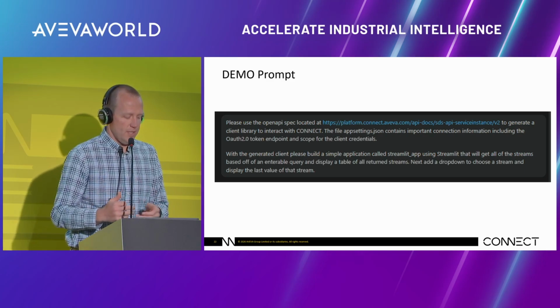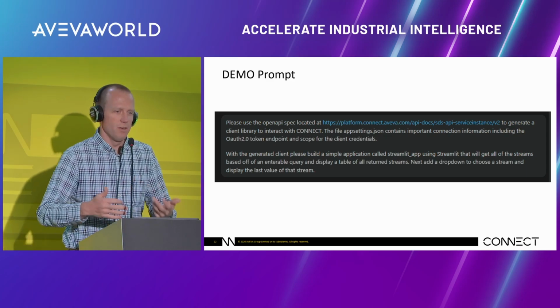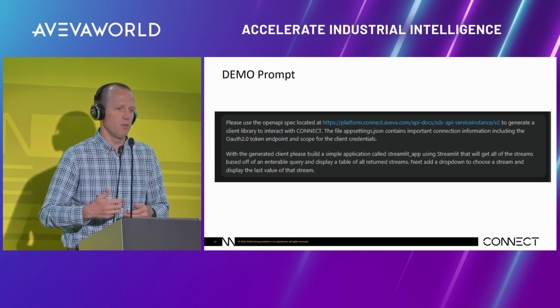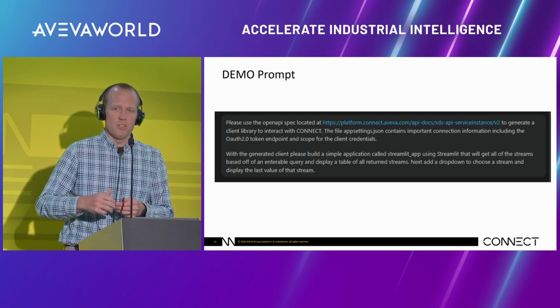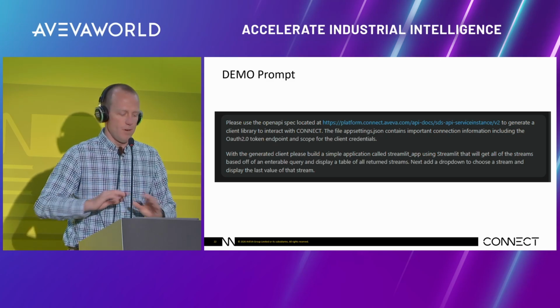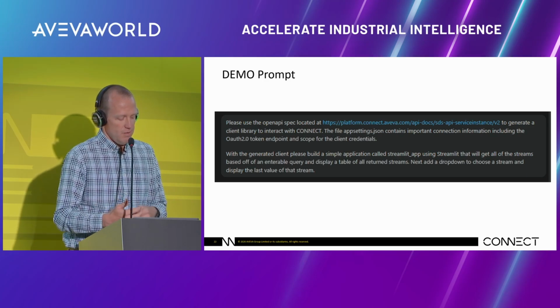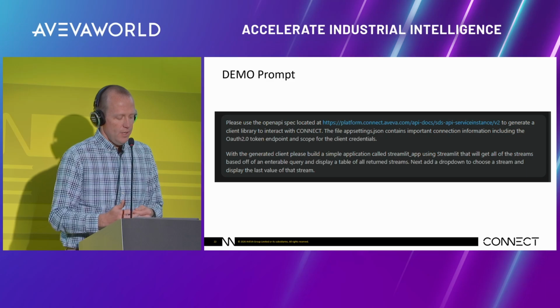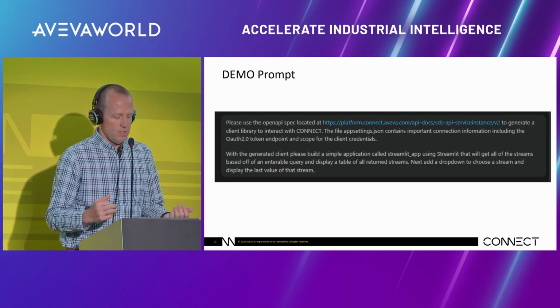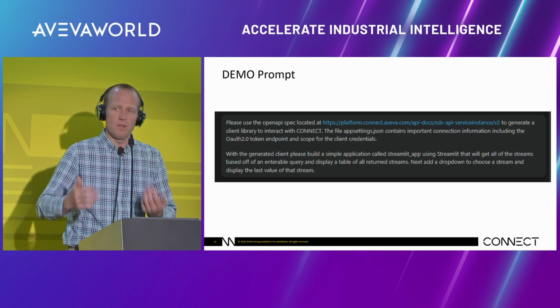Once I've generated the client, I'm going to ask it to use Streamlit, so it's going to infer that I want the whole thing written in Python. Streamlit's just a simple front-end application that allows for quick dashboarding, to make a cool little web page very simply. It's going to use Streamlit to get all the streams based off of an answerable query, display a table of all the streams, and then add a drop-down to allow you to choose a stream, and then display the last value of the stream.